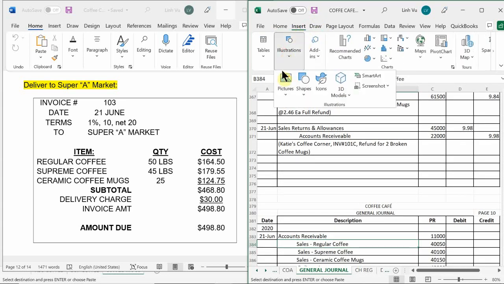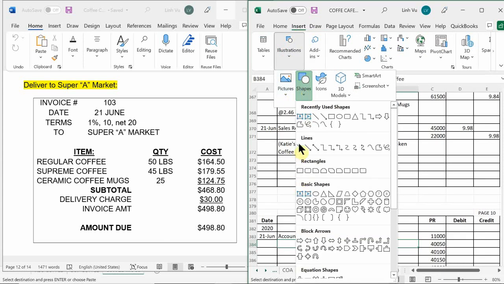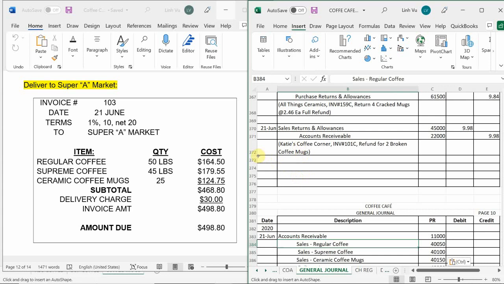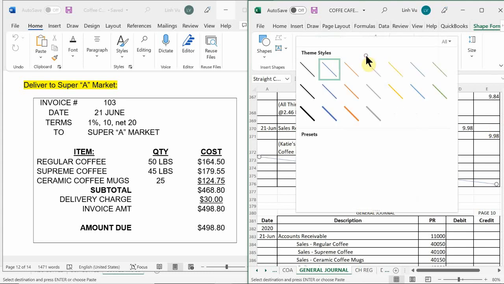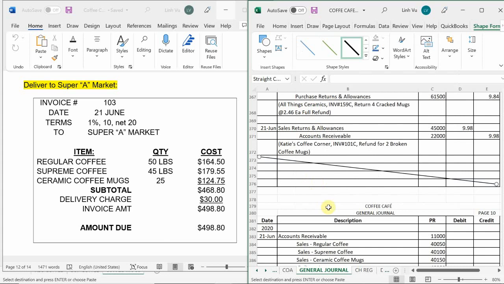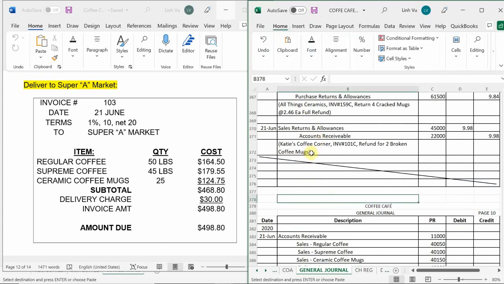Okay, so here I'm just going to go ahead and draw a shape. Just going to be a line. I'm going to go from top of the corner from here to the date all the way to the bottom of the end of the credit column here. And I'm going to make this line thick so you can see it. Okay, so there you go.